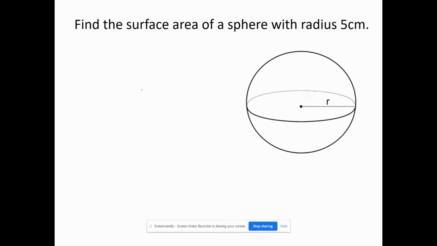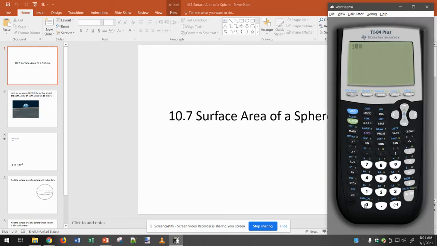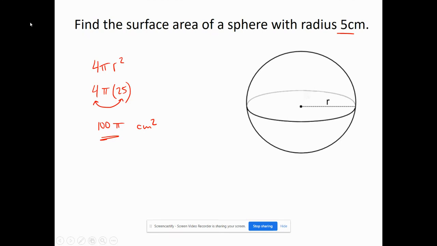So with that, we can practice finding surface area for 4 pi r squared and just plug in the radius. So 4 pi times 25. And then you can multiply these two numbers together to get the exact answer of 100 pi centimeters squared. But then we can pull up our calculator to do the work. 100 pi should be 314.159. So depending on where we need to round, let's just say 314 to the nearest whole number. Okay, so let's write that down, about 314 square centimeters.